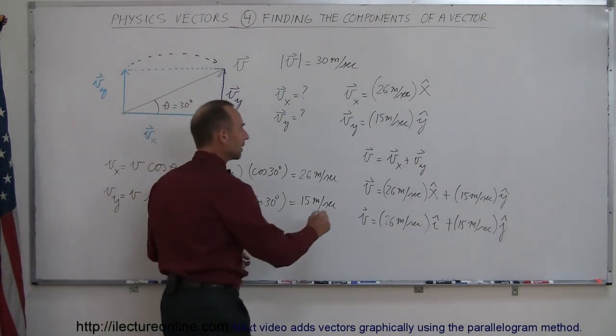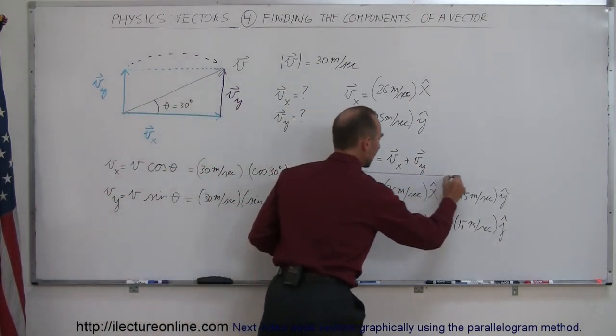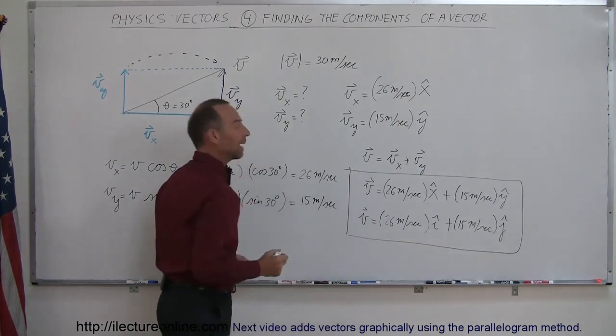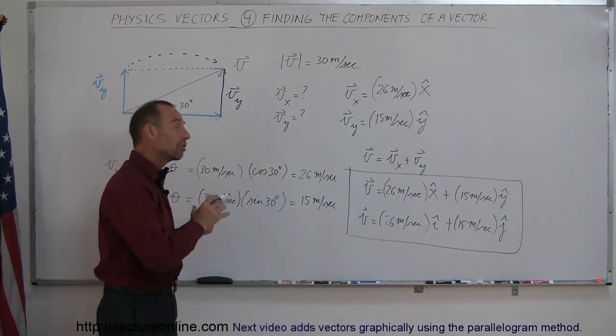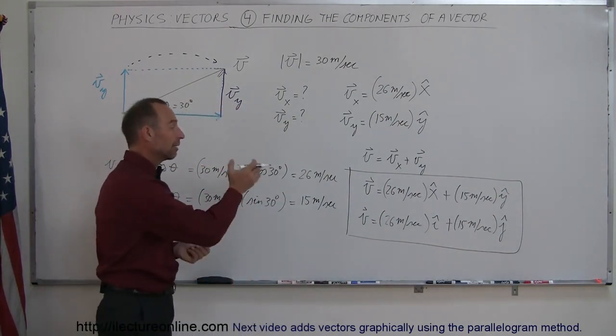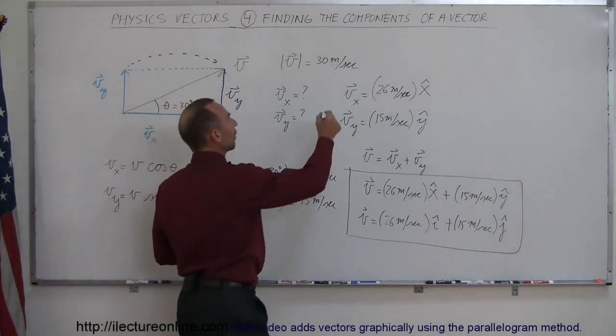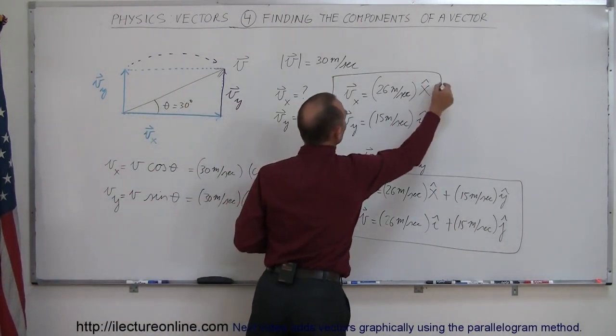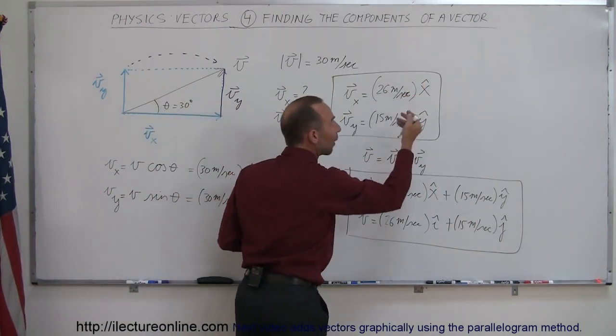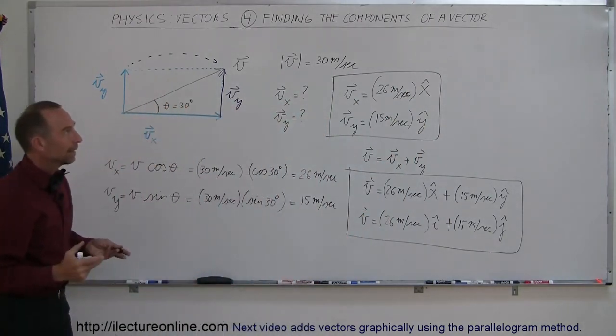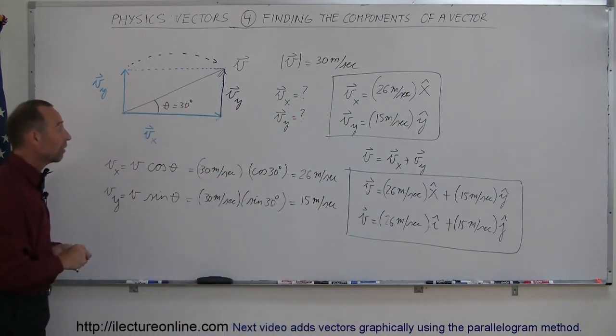But this is how you write the vector in vector format. Magnitude and direction of each component summed together give you the whole vector. And if you want to write the components by themselves, then you would write it like this. Either use x and y or i and j. And that's how you find the components of a vector.